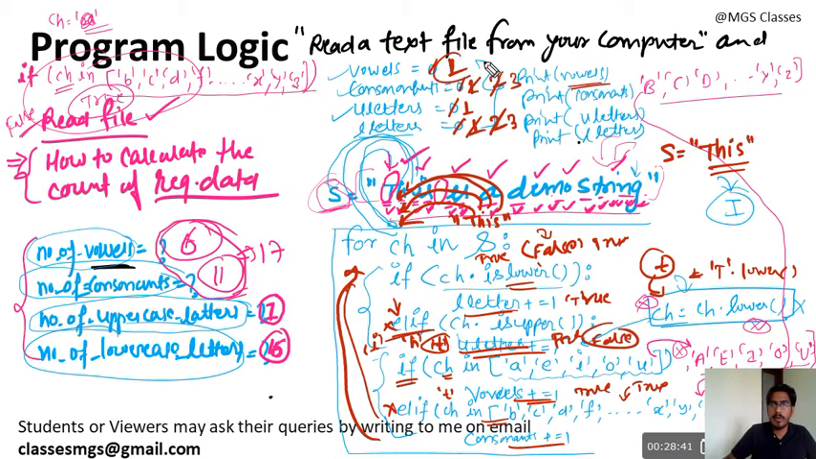How many vowels are there? 1. How many consonants are there? 3. How many upper letters are there? 1. How many lower letters are there? 3. You can count 3 lower letters, 1 upper, 1 vowel and 3 consonants. So this is how you can print.